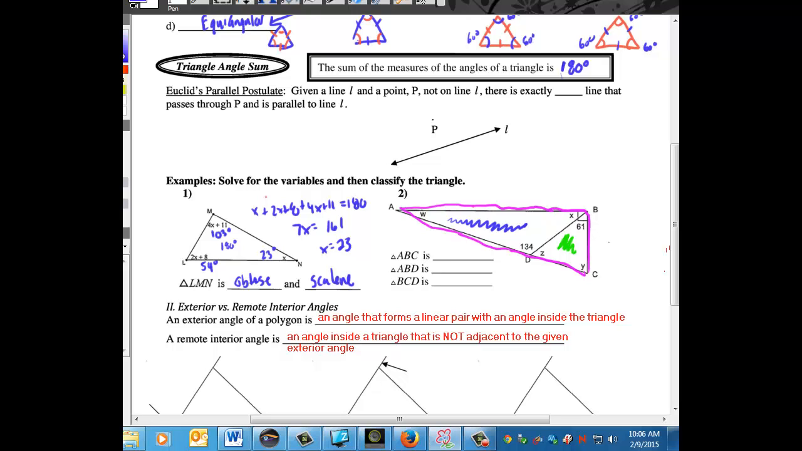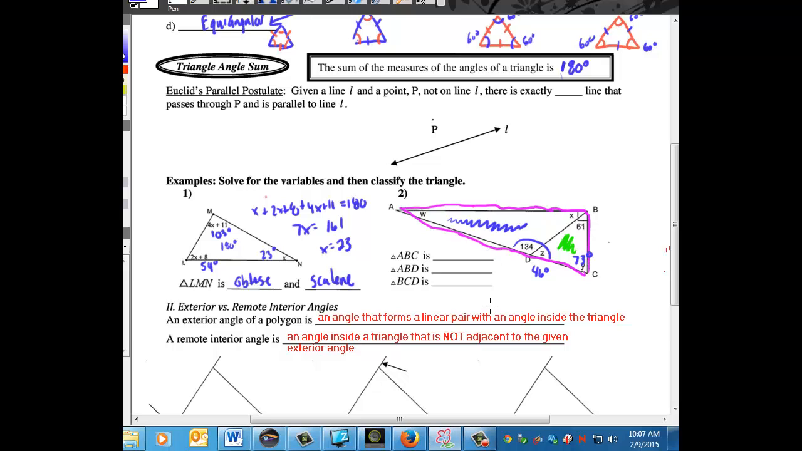So first, alright, let's look at our linear pair first. 134 and z, this forms a linear pair. So z has to be 180 minus 134, which is going to be 46 degrees. Next, I know that angle y plus 46 plus 61, there's 180 degrees in this triangle. So 180 minus 107, it's going to be 73 degrees.